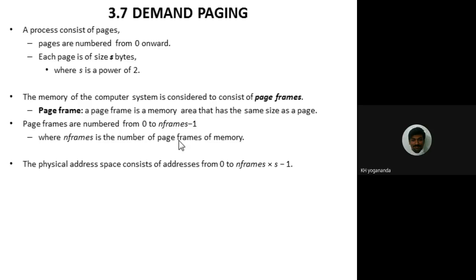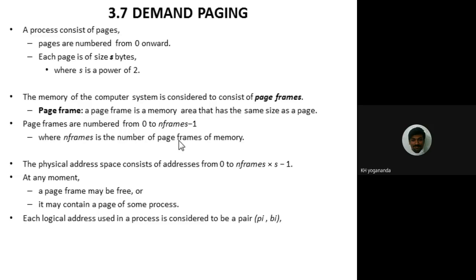Coming to the physical address, the physical address space consists of the addresses from 0 to n_frames times the size of the page, minus 1. We said the page frame size will be the same as the size of the page. So the physical address space means the exact address, and its range will be 0 to n_frames times s minus 1, where s is the size of the page. At any moment, a page frame may be free or it may be occupied by some process.